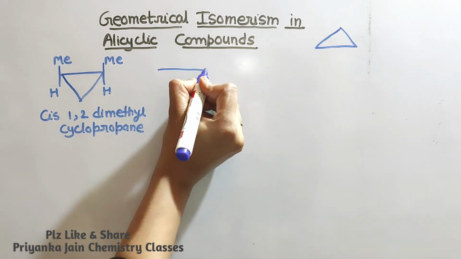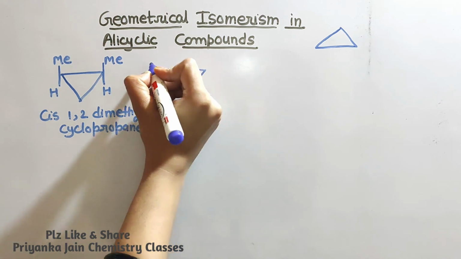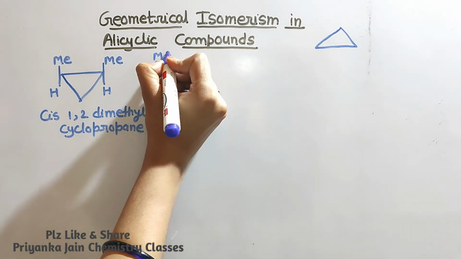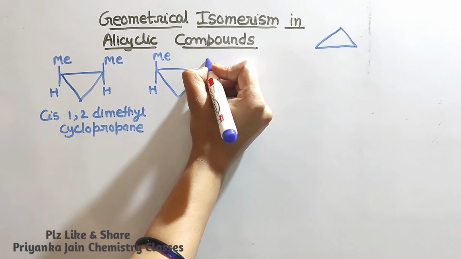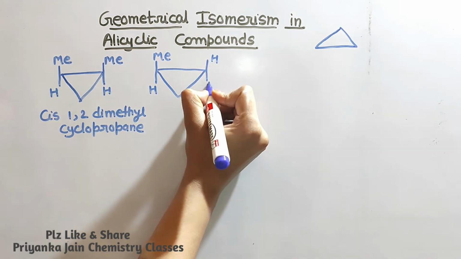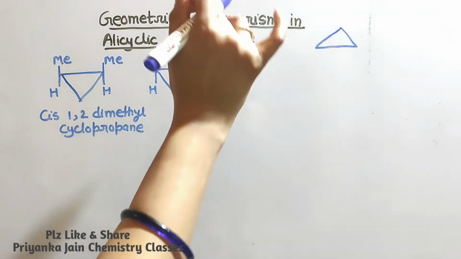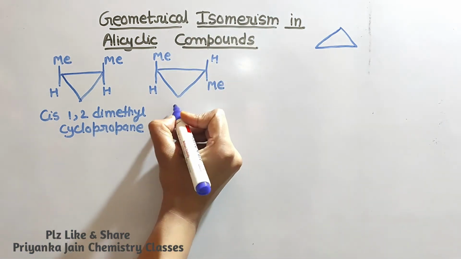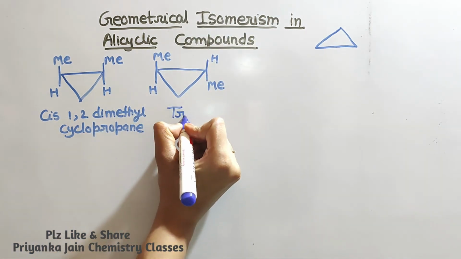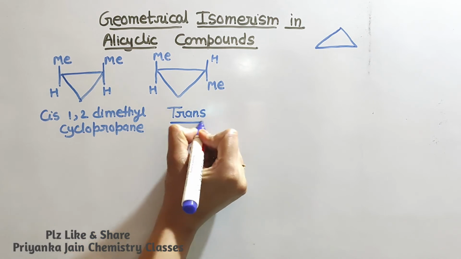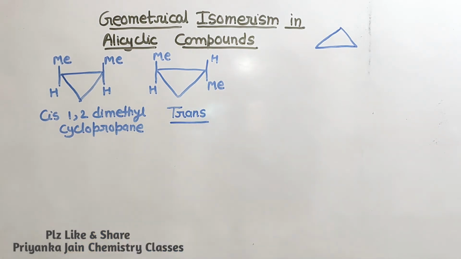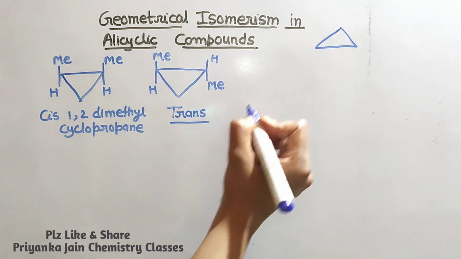Okay, but if they are present on the opposite side, it means one methyl group is present on this side and another is present here. One is present above the plane, another is present below the plane, right? In this case this will be called the trans isomer. It means it is trans-1,2-dimethylcyclopropane, right? Similarly, see the next example.